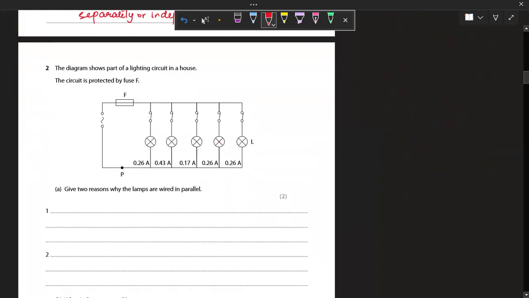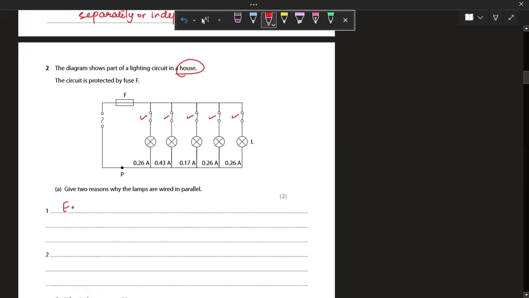Now, look at the question. The question says that this is actually part of a lighting circuit in a house, right? So do we always control all the lights with one switch, or do we have multiple switches for multiple components to be controlled? Multiple switches. Yes. So you can see here they all are being controlled with separate switches, right? Independently.